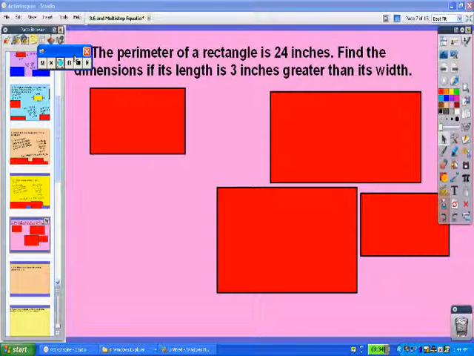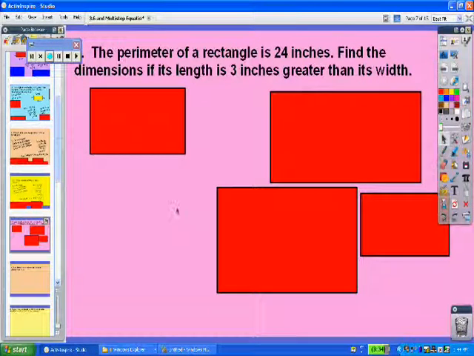Alright, the next review problem is another perimeter problem. So go ahead and read that. The perimeter of a rectangle is 24 inches. Find the dimensions if the length is 3 inches greater than its width. Go ahead, pause, and then start again when you're ready for the answer.